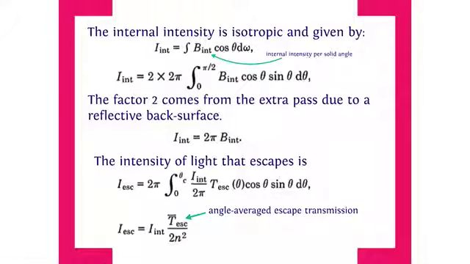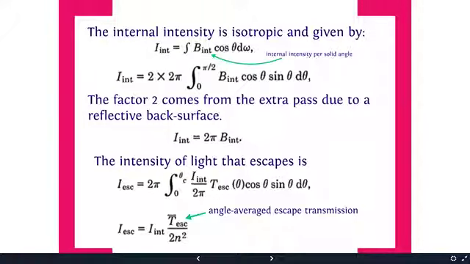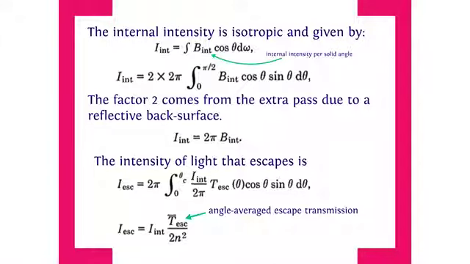You did this in high school. So B goes out of the integral and you get a very simple expression. The factor 2 comes from the assumption that we have a reflective back surface. Okay, so we get that. The internal intensity is just 2 pi times the intensity per unit solid angle.